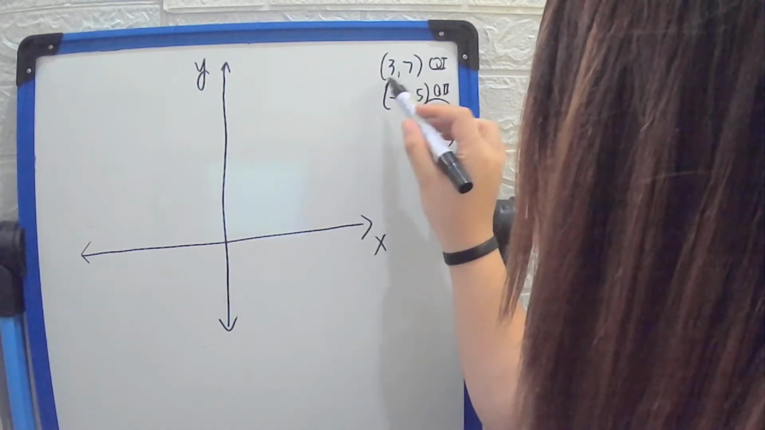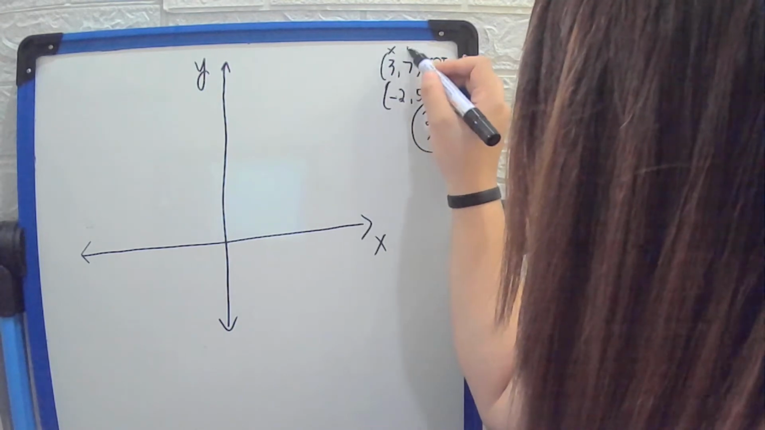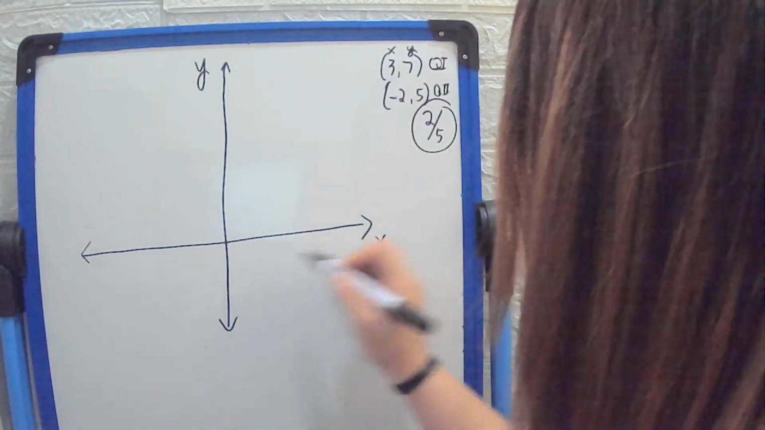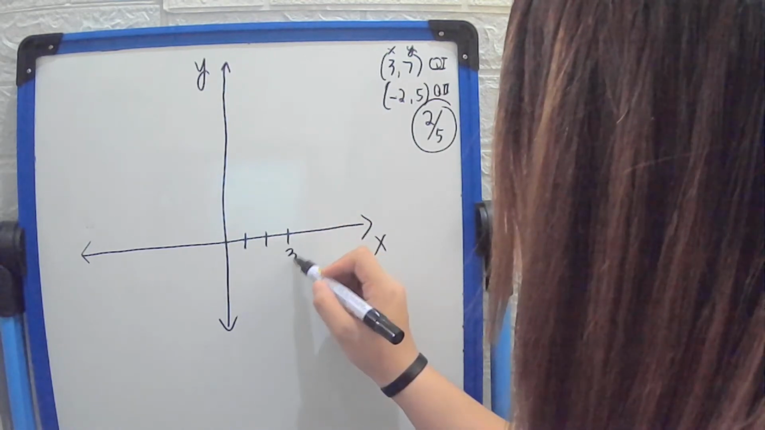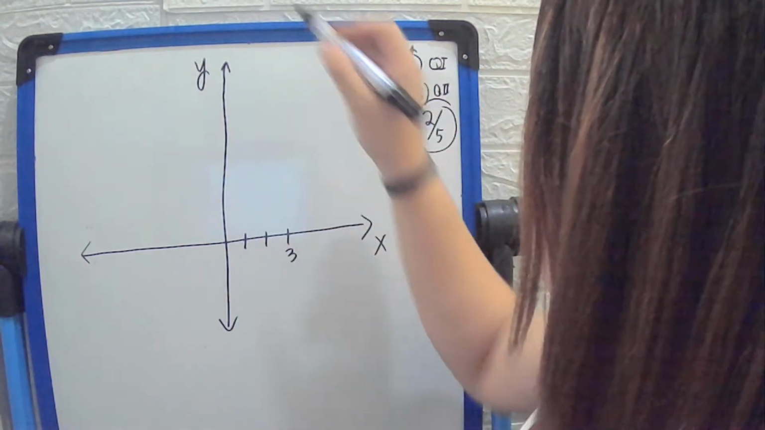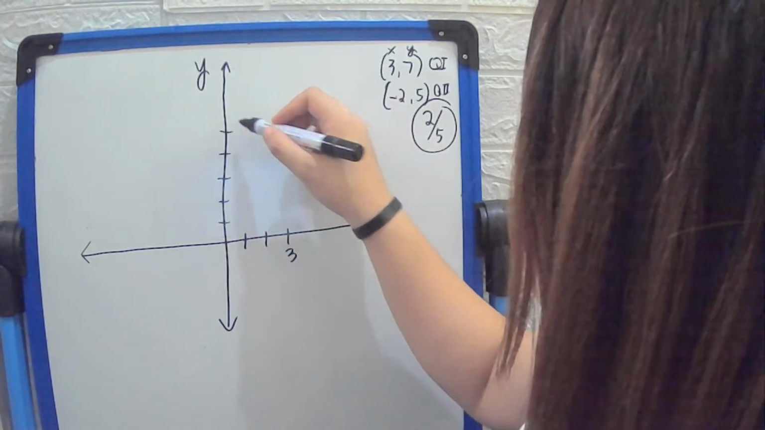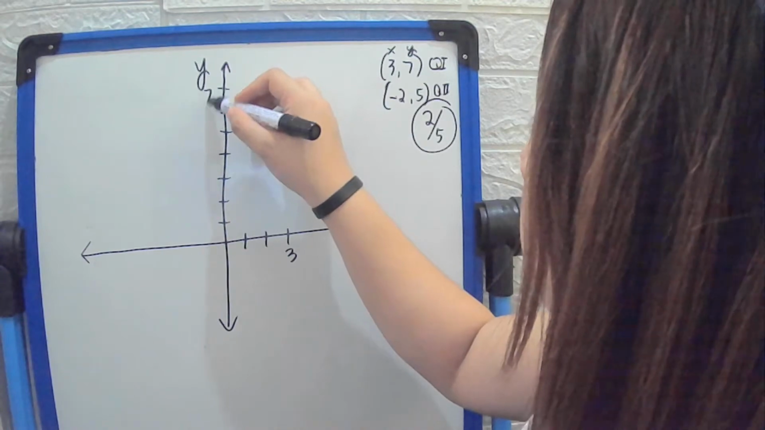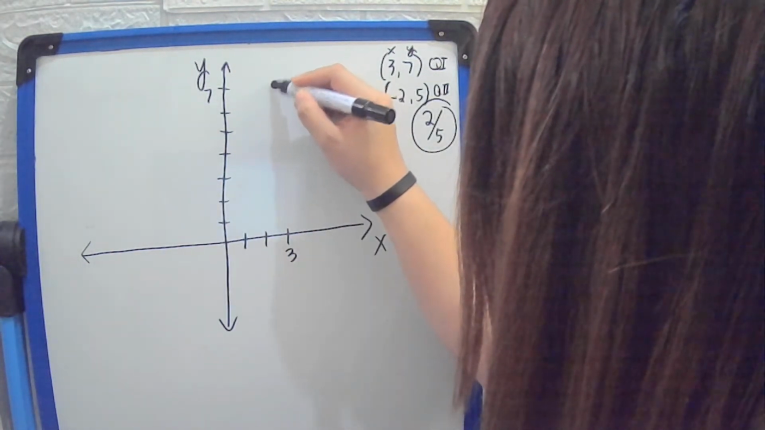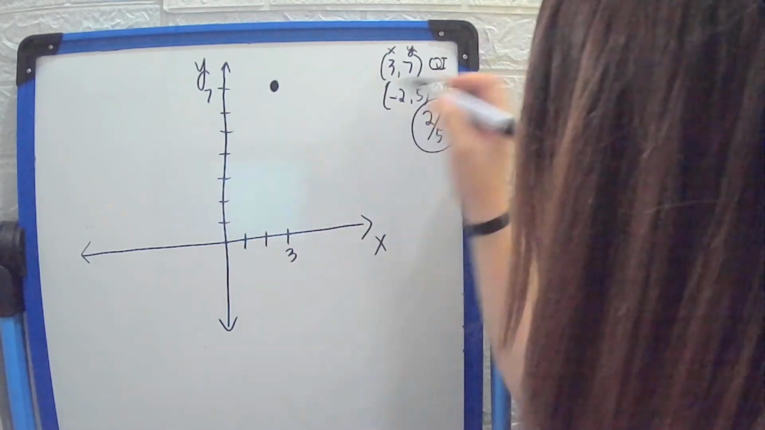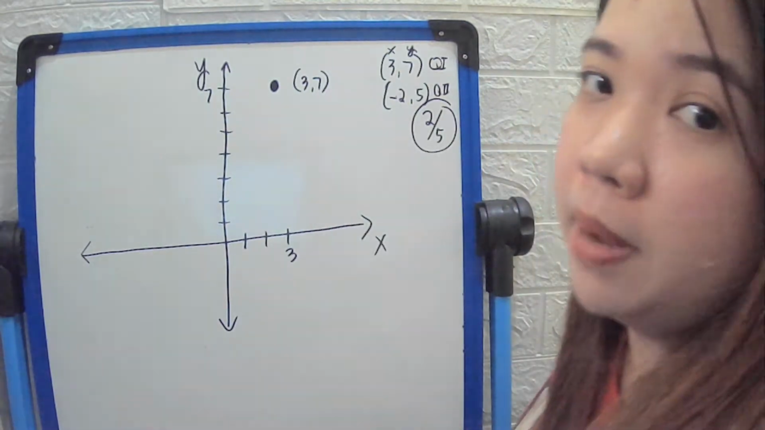So, let's start plotting point (3, 7). So, 3 kay x, ito yung y, 7. So, 3 kay x, positive. So, let's say ito yung 1, 2, 3. So, ito yung 3 kay x. Tapos, 7 kay y, pataas kasi positive. So, 1, 2, 3, 4, 5, 6, 7. So, let's say ito yung 7. So, kung saan yung intersection nila, nandun po yung point natin. So, ito yung point (3, 7). Okay? So, lagyan lang natin siya ng ordered pair.